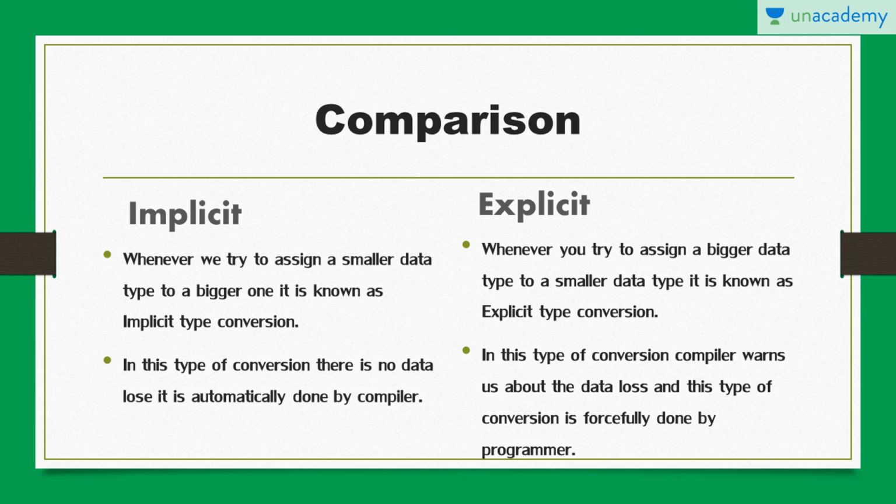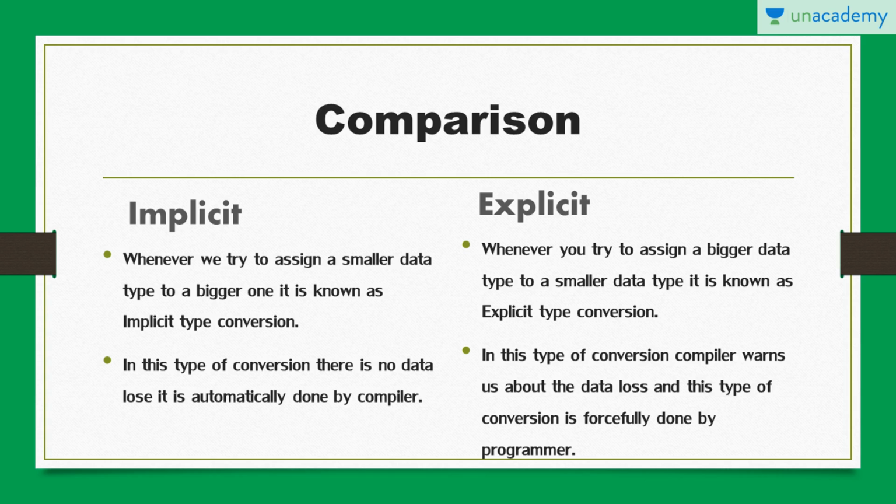Now let's see the next comparison. In this type of conversion, there is no data loss. It is automatically done by the compiler. You can also see in the example that if we are putting a small box into a larger box, what is the loss? No loss. It will easily fit into that bigger box. So there is no loss of data in case of implicit type conversion, and it is automatically done by the compiler. We don't have to write any code for it.